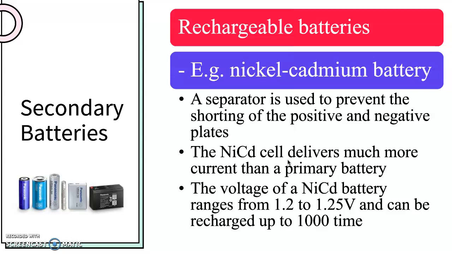The voltage of an NiCd battery ranges from 1.2 to 1.25 volts and can be recharged up to 1,000 times. Next, we'll talk about some other types of batteries.